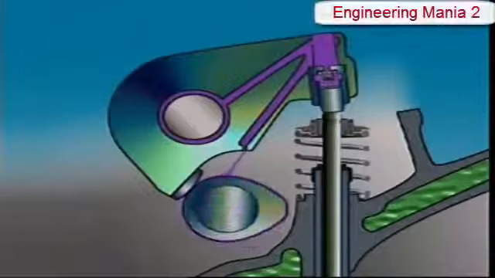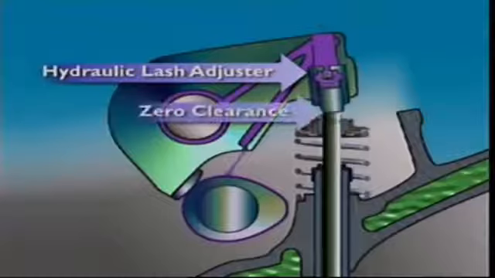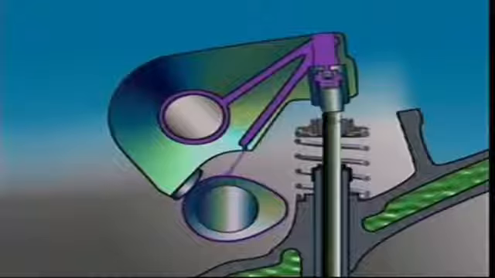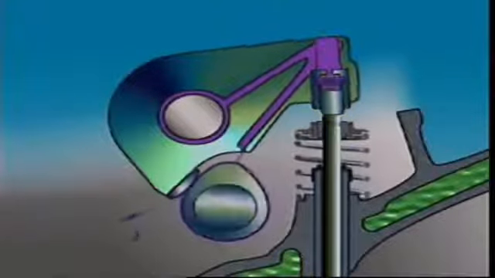Some overhead cam engines use a hydraulic lash adjuster to reduce lash in the valve train. They have zero clearance at the valve stem, so there's no need for tappet adjustment. It can be put in the valve end of the rocker arm. Like the hydraulic valve lifter, it has a body with plunger held against the valve stem by a spring. Oil supplied to the adjuster keeps the plunger in contact with the valve and eliminates lash.